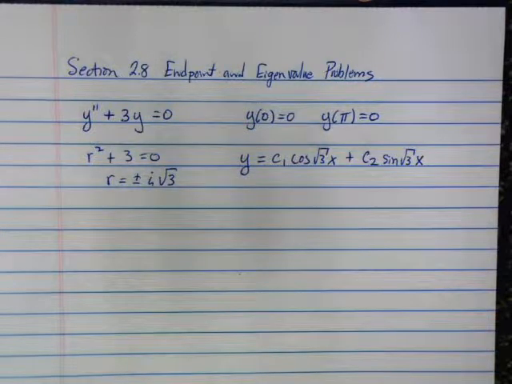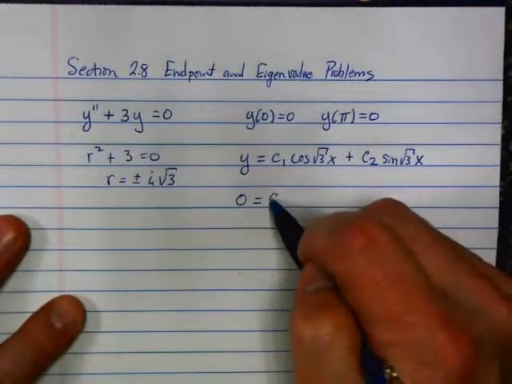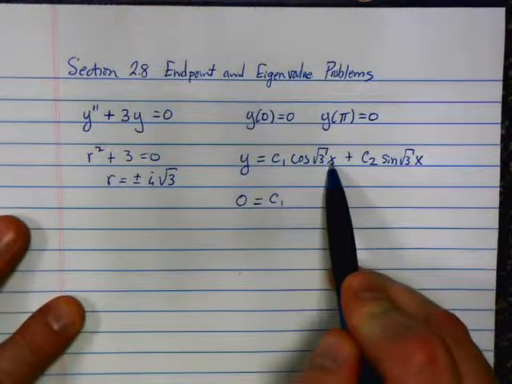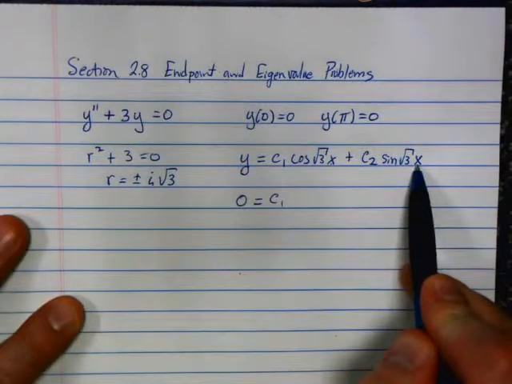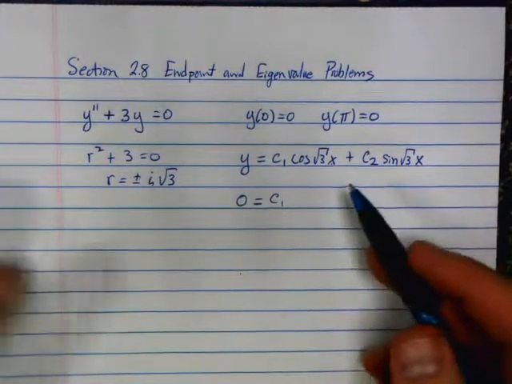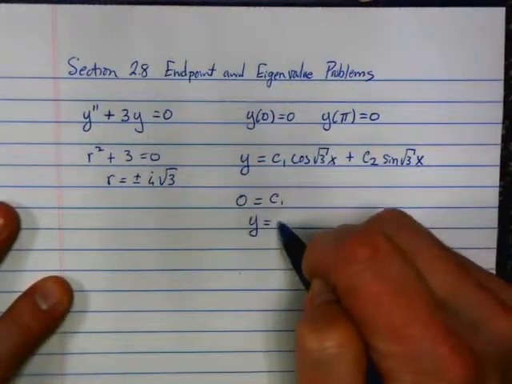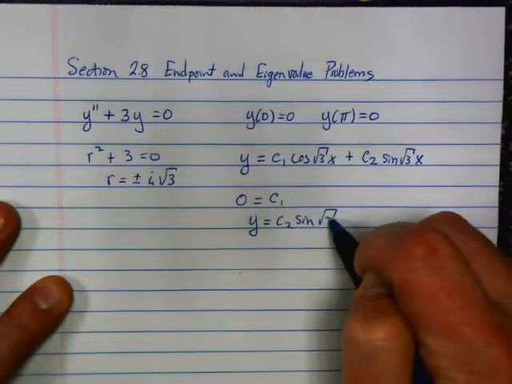Now what? I plug in. Which one do you want to plug in first? 0. You like 0. All right, so when I plug 0 in, I get 0 equals C1 times cosine of 0, which is 1, plus C2 times sine of 0, which is 0. So 0 equals C1. So my equation is reduced to y equals C2 sine square root of 3x.